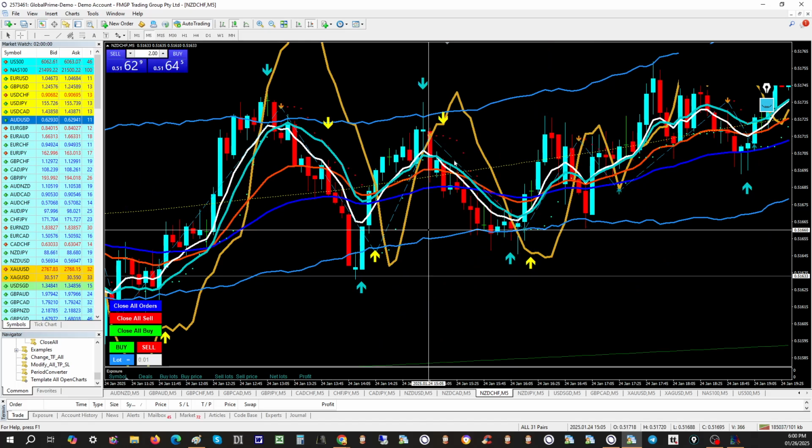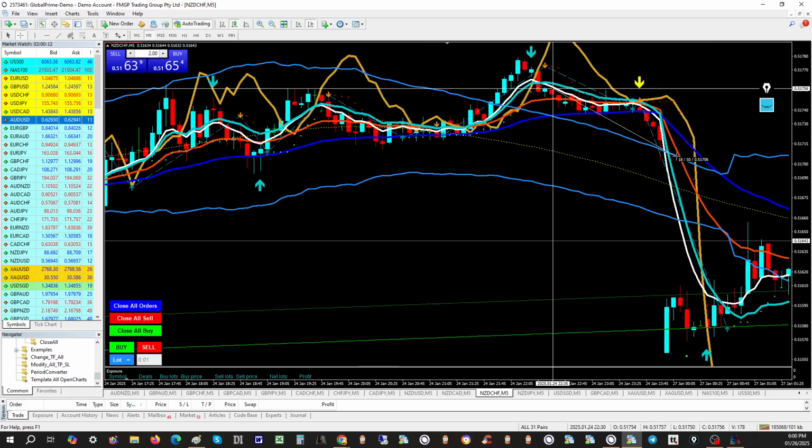Here we go. Looks like we have a trade here. It's close to the end of the day. A little bit tight, but still could have taken it. Could have got right out at the end.